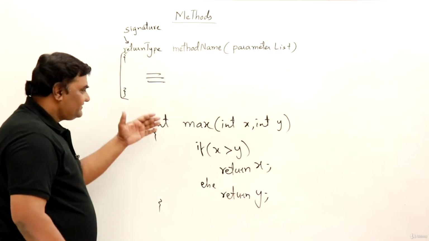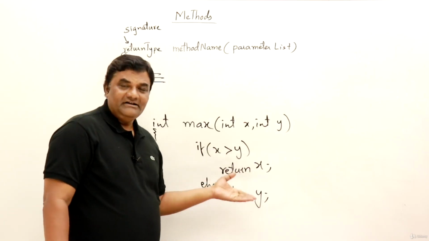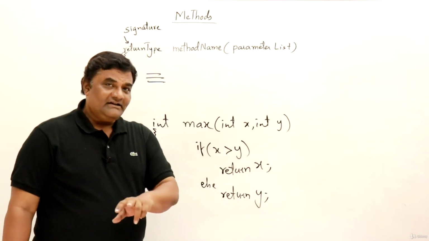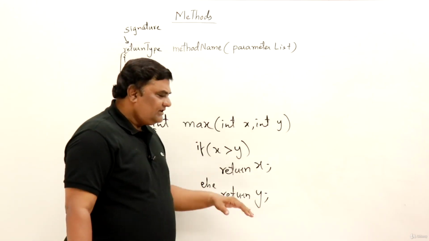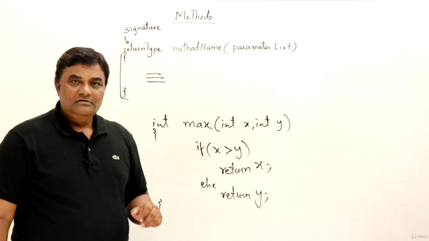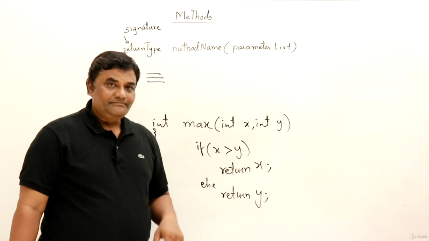That's all. So this is the method. It will take two values, check which is greater, and return that particular value. If x is greater, it will return that, otherwise y. Even if they are equal, it will return y. It can send anything when they are equal, so it will return y. Now I will use this method, write it as a program, and show you.